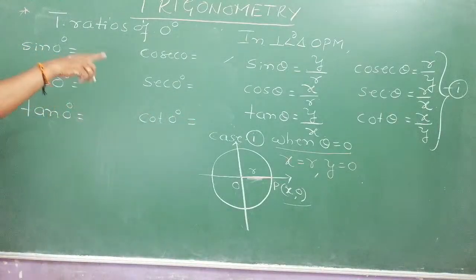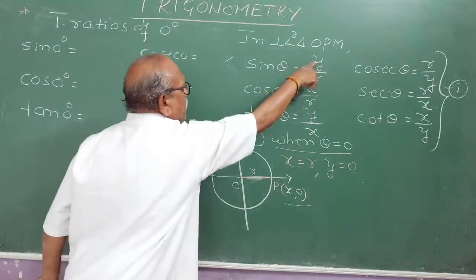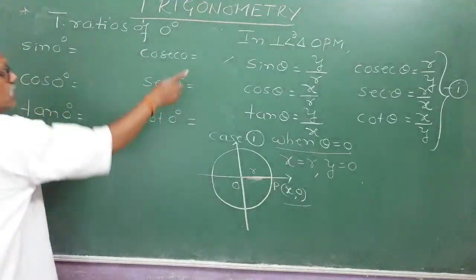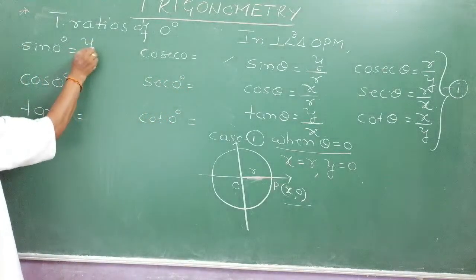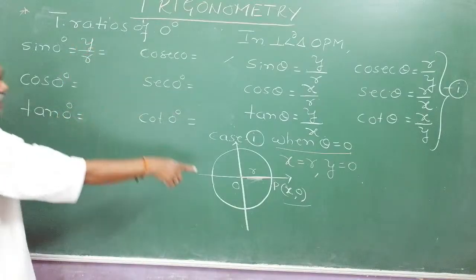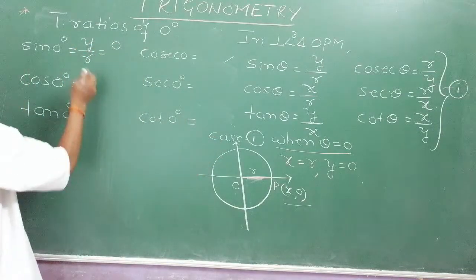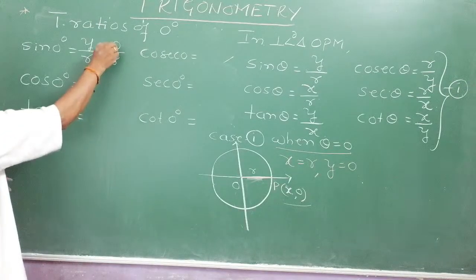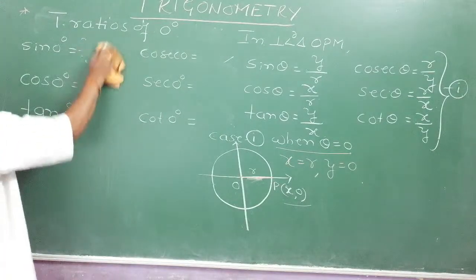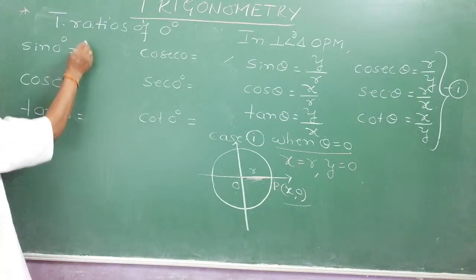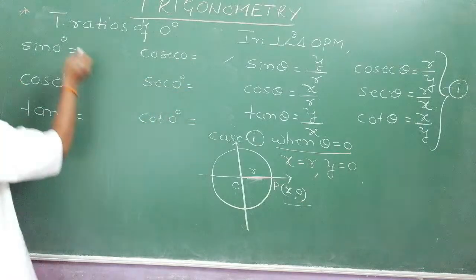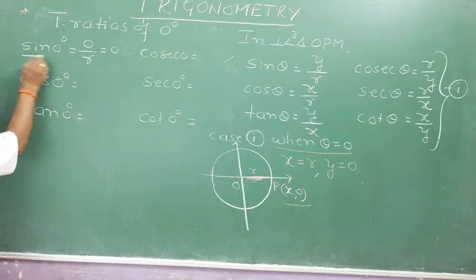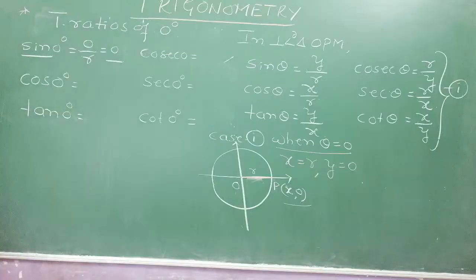Now, observe there, what is sin theta? You got it as y by r. In place of y, what should I write when theta becomes equal to 0? Y by r. You wrote already. What is y now? Y becomes 0. Are you getting me? 0 divided by r will be 0 upon r, will be what? 0 only. Therefore, you can write sin 0 as y by r. Y is 0 and r is r only. 0 upon r will be 0. Remember the value. Sin 0 is 0 only.